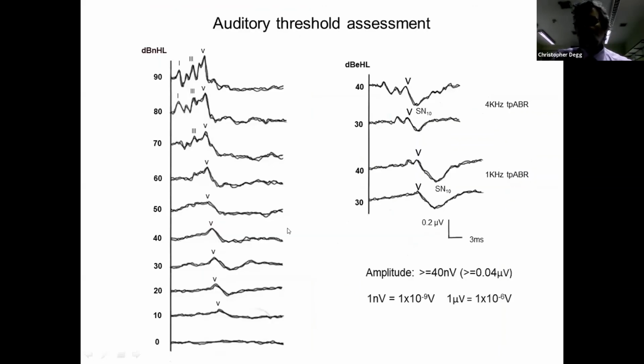For hearing, what we do with that one is we play sound of different stimulus intensities, and we measure what stimulus intensity we need to just get a repeatable response, a threshold intensity. Now, whereas with vision we were talking about a few hundred microvolts, at threshold for the hearing test, we're talking about anything more than 40 nanovolts. So these signals are really small, and very, very difficult to get. We have to be careful with housekeeping to pick up signals this small.